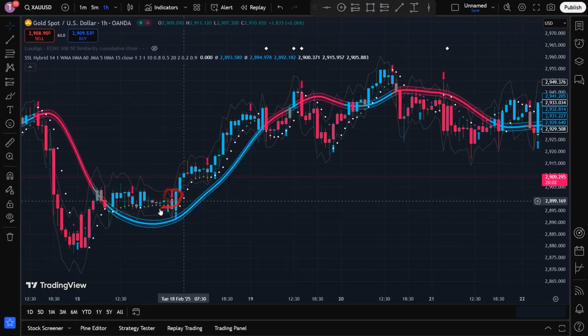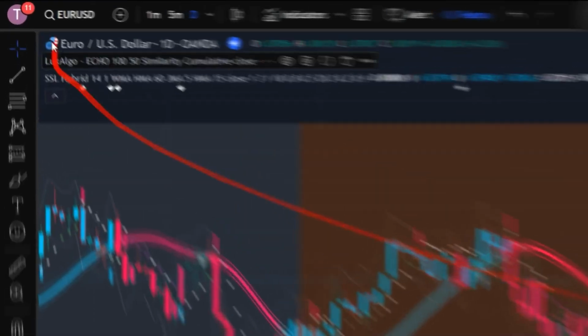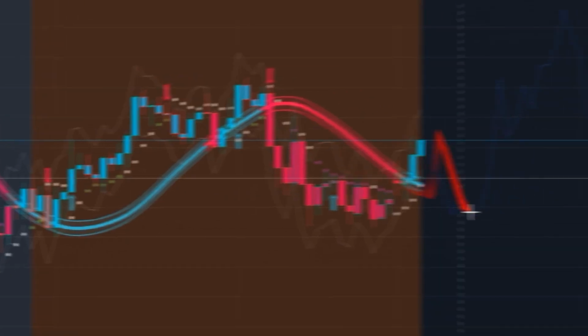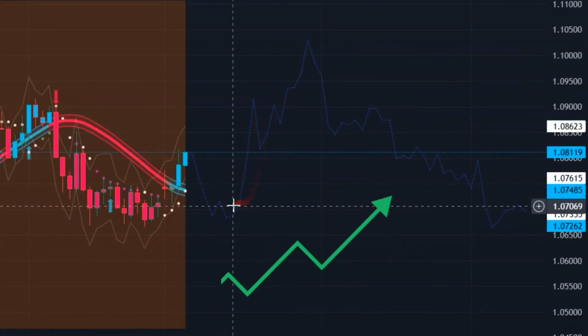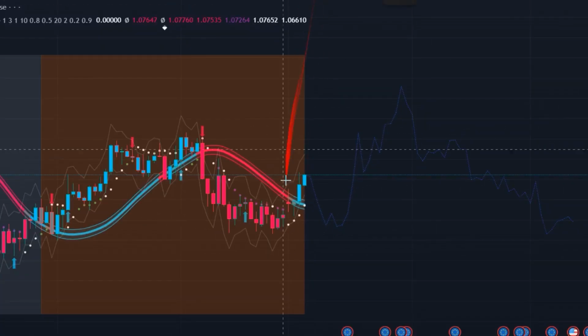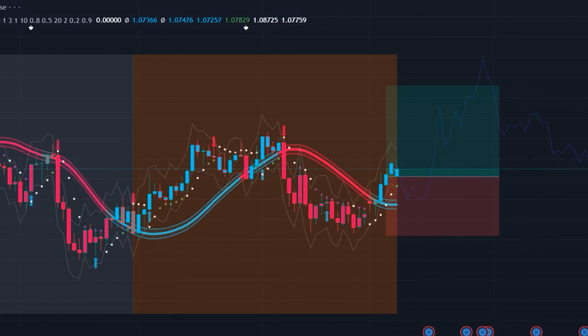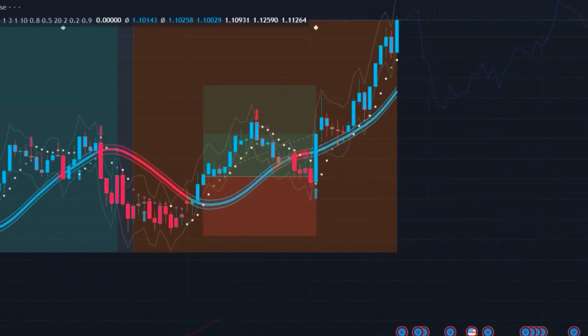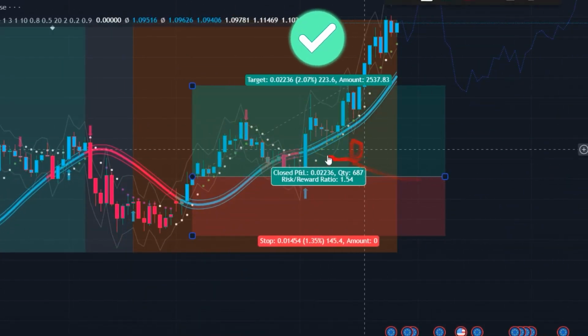Now let's analyze a real example. Here we have the Euro-USD daily chart. Echo Forecast indicates a price increase, and SSL Hybrid confirms this with a blue line. With all confirmations aligned, a buy trade was placed and the price moved exactly as predicted, resulting in a profitable trade.